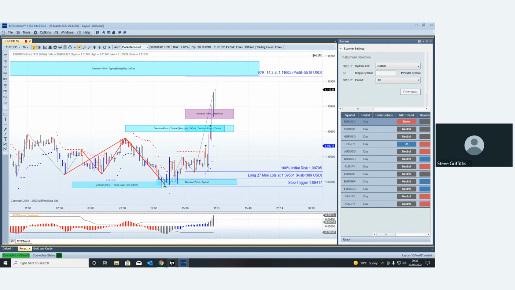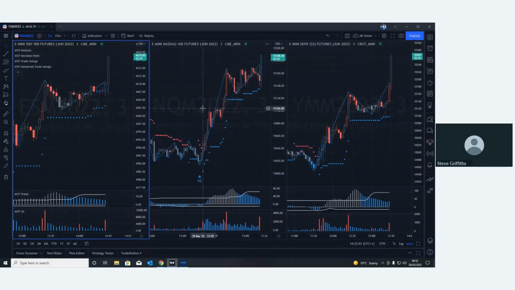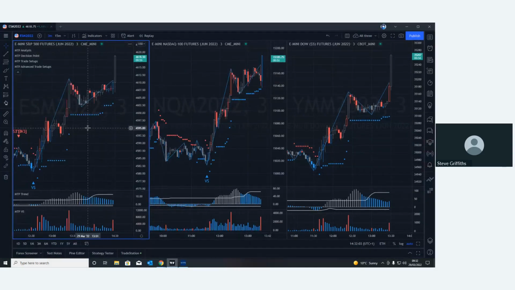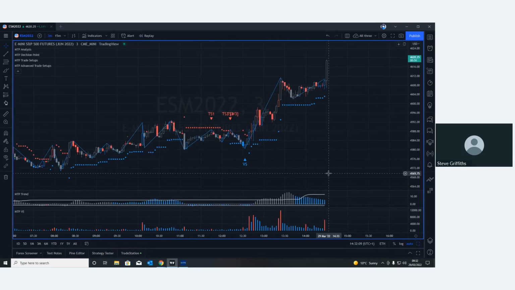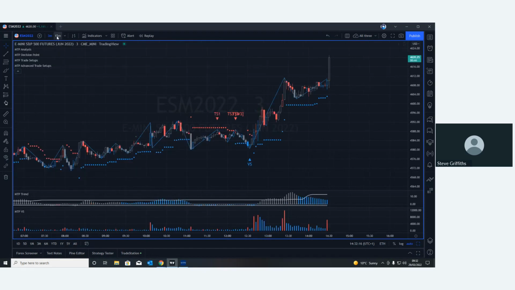Right, let's have a quick look at where the E-minis are opening. Oh, it looks like the markets are going up slightly from here. The market has just opened at 9:30 New York time. This is a 3-minute chart. Let's go to a 15-minute chart.